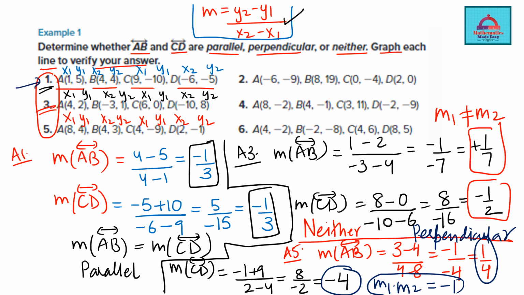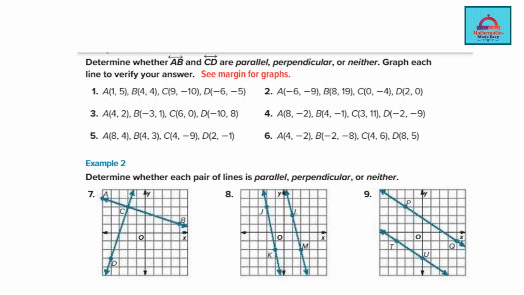So now we have solved one of each case. The first one is parallel, neither, and perpendicular. Similarly, check question 2 to 6. So now I will give you the answer key for these questions. So as you saw, question 1, the lines are parallel. In question 2, they are again parallel. In question 3, neither parallel nor perpendicular. Question 4, 5, and 6 have answers perpendicular, perpendicular, and neither.